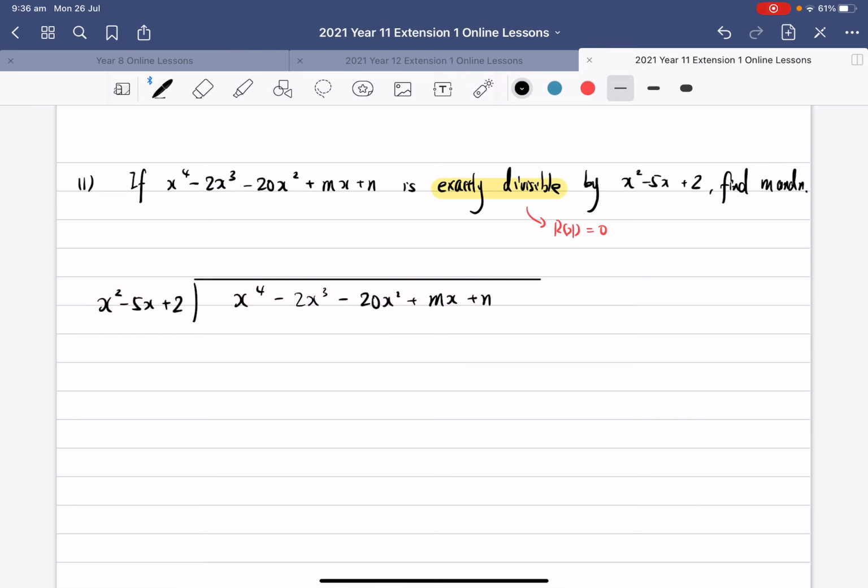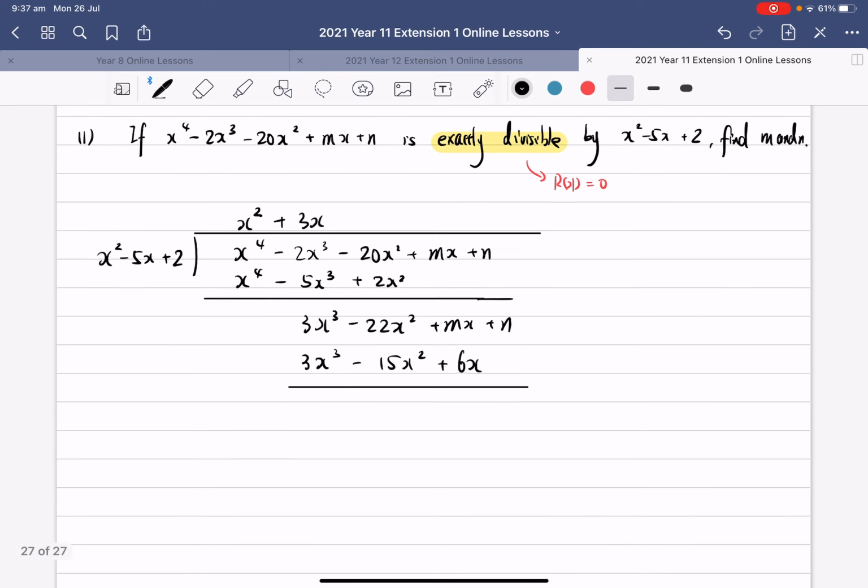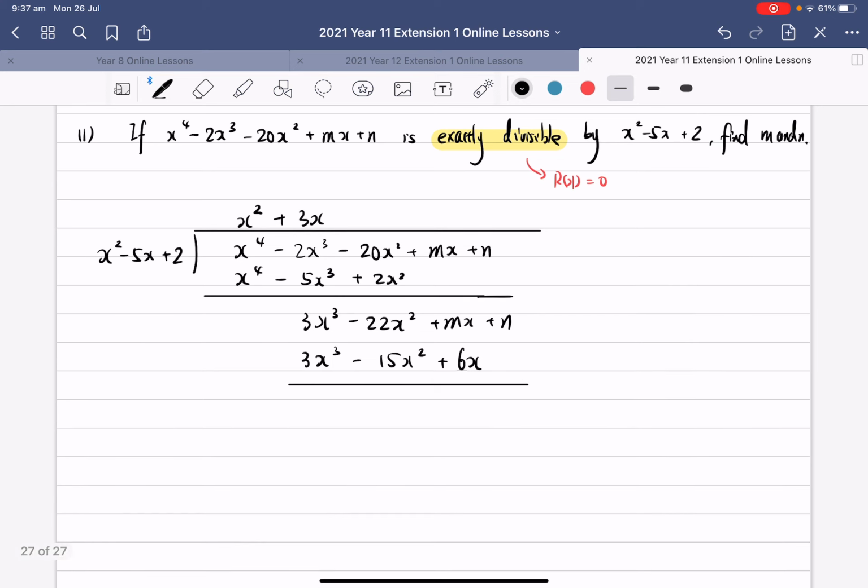Okay, perfect. Nothing missing. x squared, x to the power 4 minus 5x to the power 3 plus 2x squared. Subtraction: 3x to the power 3 minus 22x squared plus mx plus n. Plus 3x to the power 3 minus 15x squared plus 6x. Subtraction again: negative 22 minus minus 15, which is plus 15, is minus 7x squared.